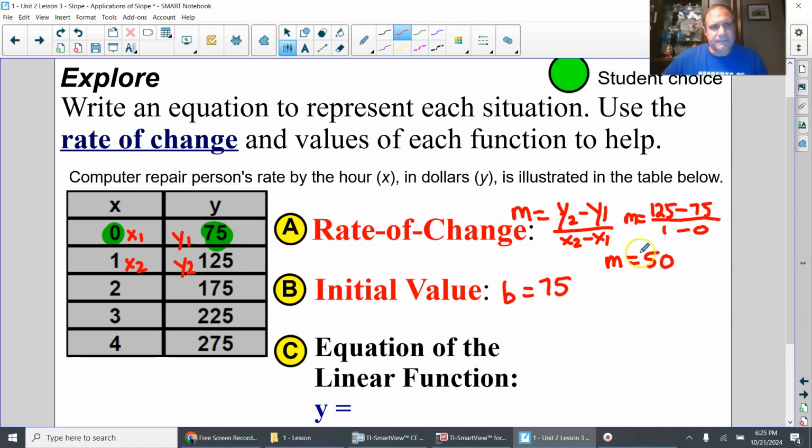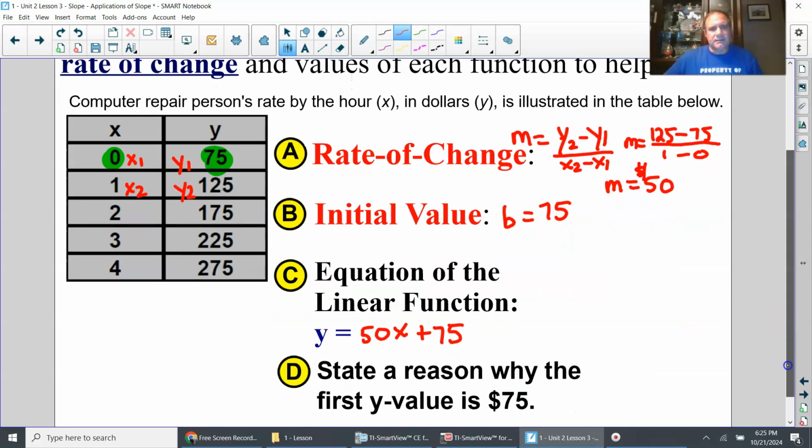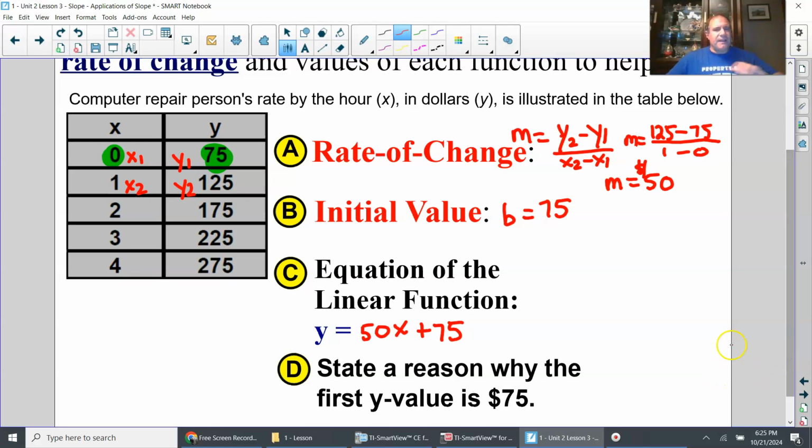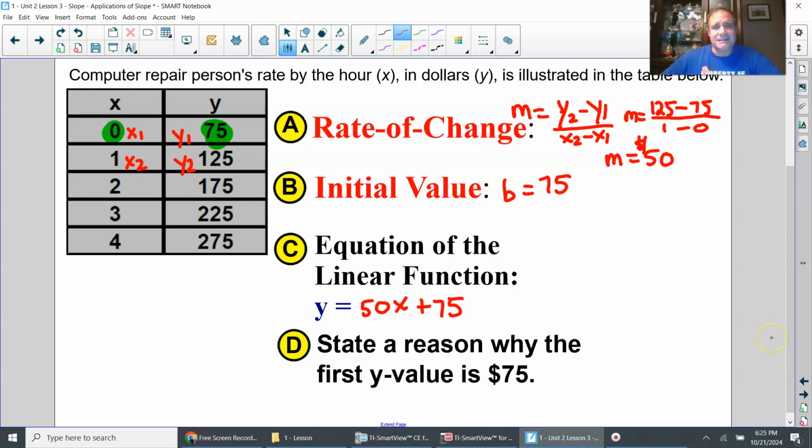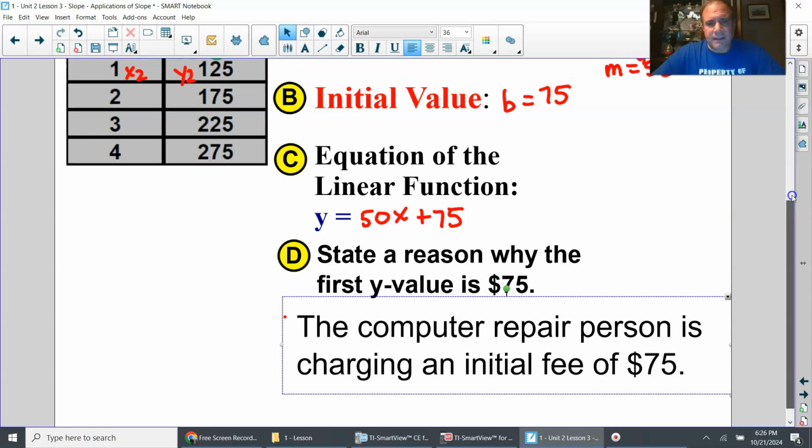So it's $50. So the linear function, the equation is 50x plus 75. And that is it. State a reason why the first value is 75. That is the initial value that this computer repair person is charging. That is the initial value. So before the computer repair person even starts to work any hours, they're charging $75. And that is that for that one.